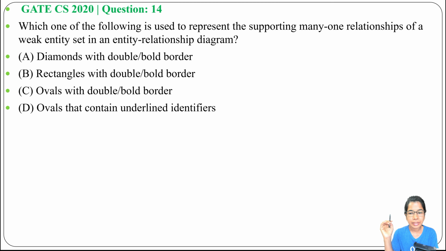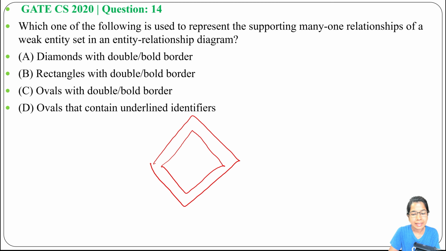Before solving this question, first go through the ER diagram lecture, then come to this question so that you can easily understand. Let's check the options one by one. Option A, diamond with double or bold border. Yes, this is used for identifying relationship in case of a weak entity set.